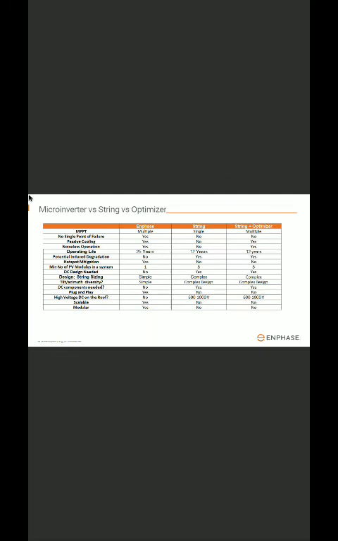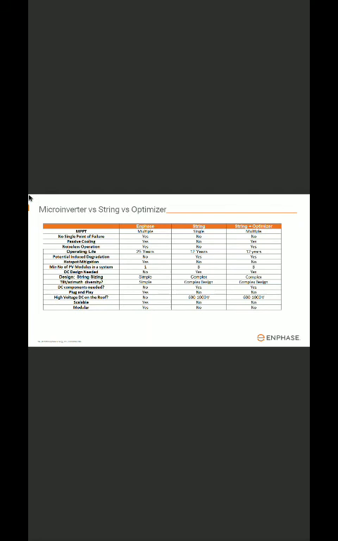Whereas in a string, all panels will be connected in series. So what does it mean? The lowest panel current will define the string current. So if a particular panel, due to some shading or a small break or some defect, is giving a current less than the rated current, close to 50%, then the string will also be performing at 50%. And if you see string plus optimizer, it also has multiple MPPT features.